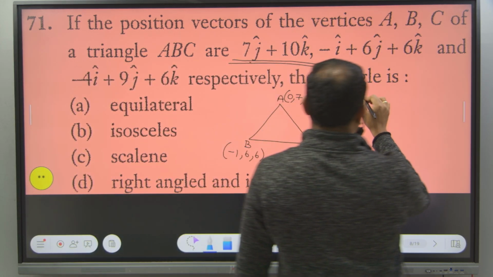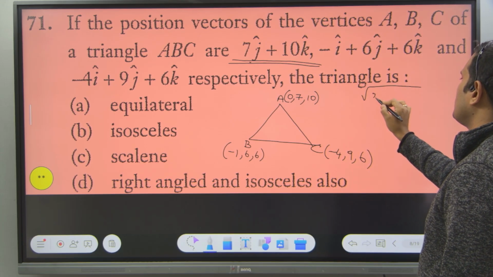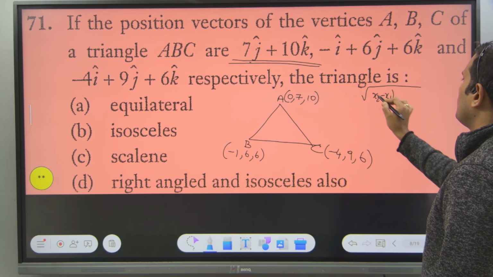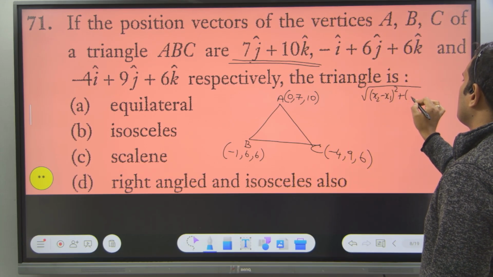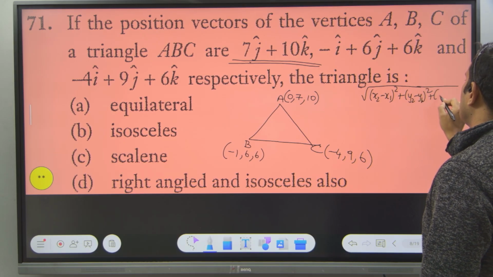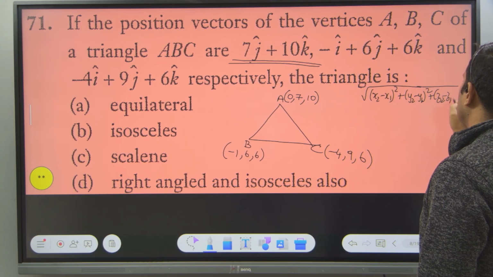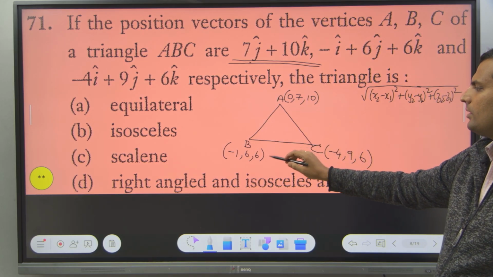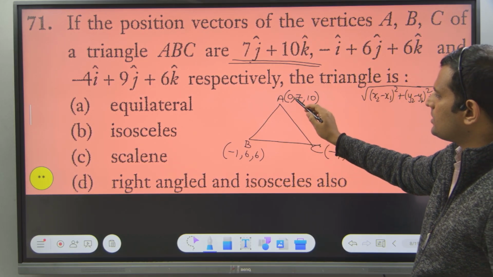Root of x2 minus x1 whole square, plus y2 minus y1 the whole square, plus z2 minus z1 the whole square. Use this. Tell me the answer for the first one.